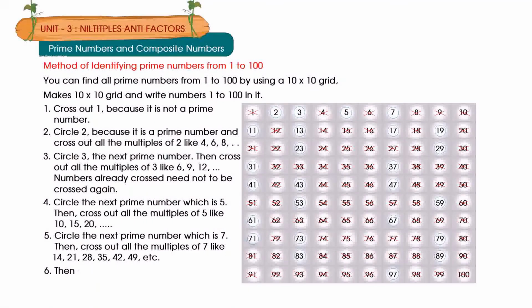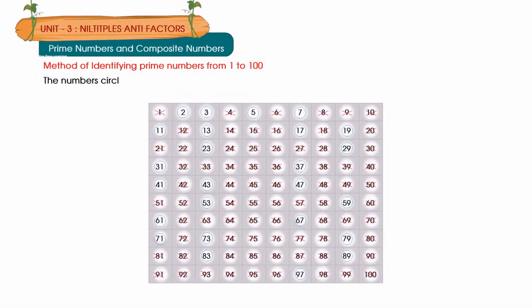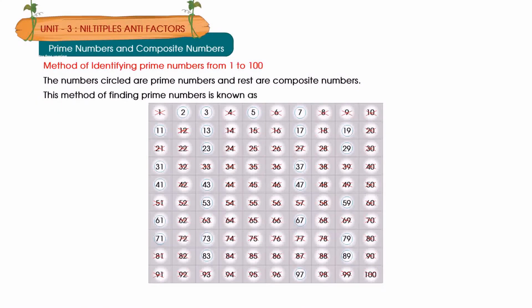6. Then encircle each of the remaining numbers. The numbers circled are prime numbers and the rest are composite numbers. This method of finding prime numbers is known as the sieve of Eratosthenes.